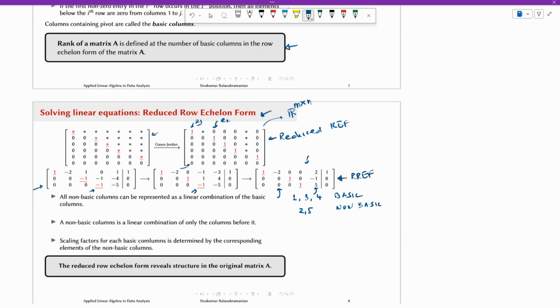what does it tell you about the rank of the matrix? Can the rank of the matrix be equal to the number of columns? No. Forget. The matrix A has n columns. If there is a non-basic column, because there is one column which is a linear combination of the other columns, that means the rank cannot be n, it has to be lesser. Or another way to say that is the rank is simply the number of columns minus the number of non-basic columns, which is essentially the number of basic columns.